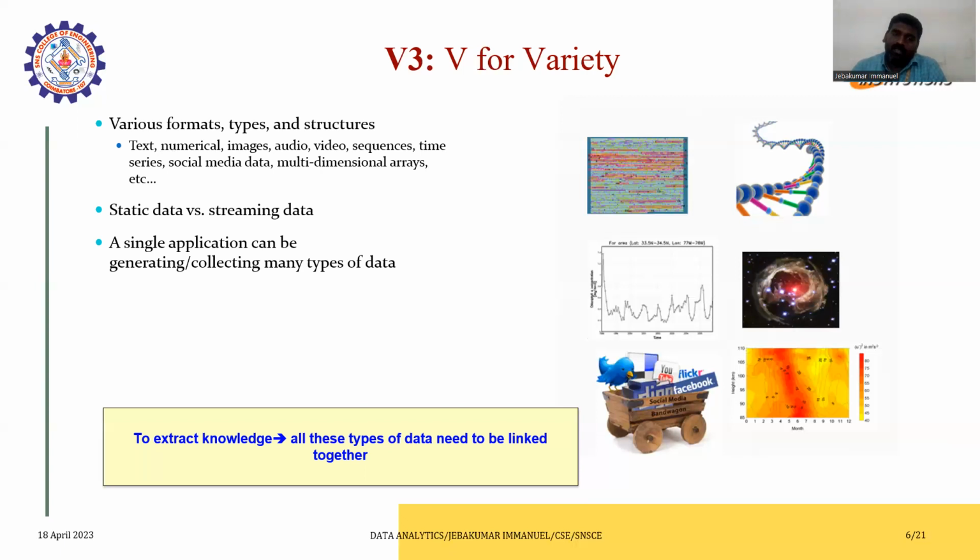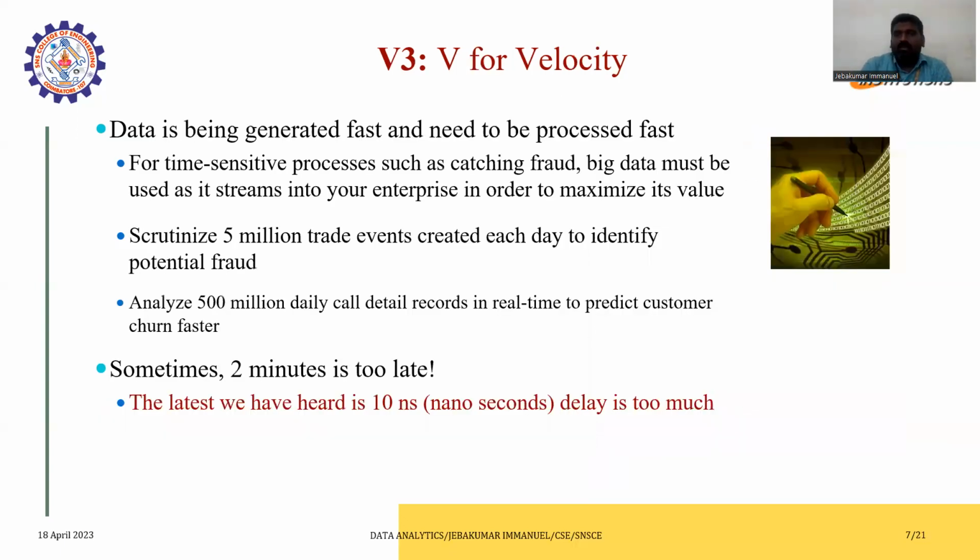The second point describes static data versus streaming data. Every OTT will follow this particular streaming data. The third one, the third V, is velocity. Velocity is always related to speed. Data is being generated fast and needs to be processed fast.